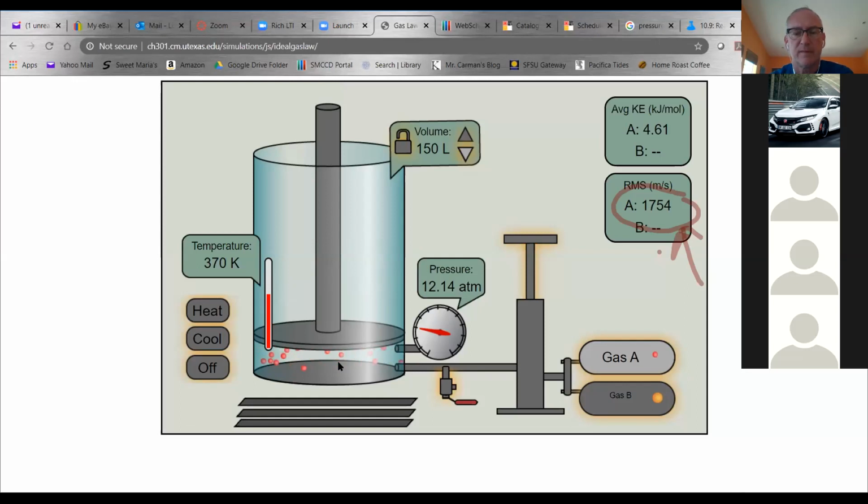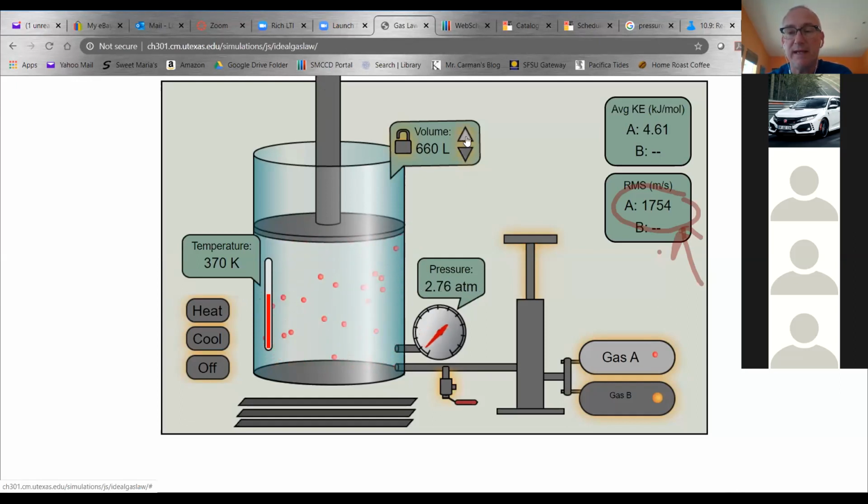So what I'd like you to do is take 5 or 6 different volumes, write down the pressures, and then you can also make a note of the temperature, and make a note of the speed as well. Just to show that the speed has not changed. I increase the volume, I decrease the volume, the speed and the amount of energy the molecules have is exactly the same. So nothing has changed there.